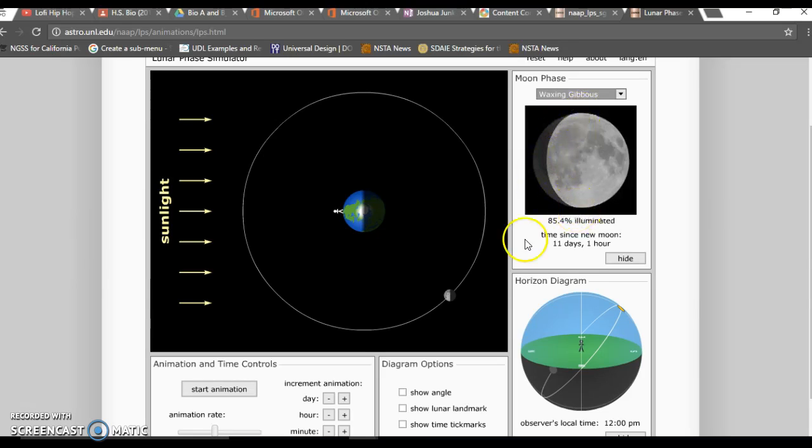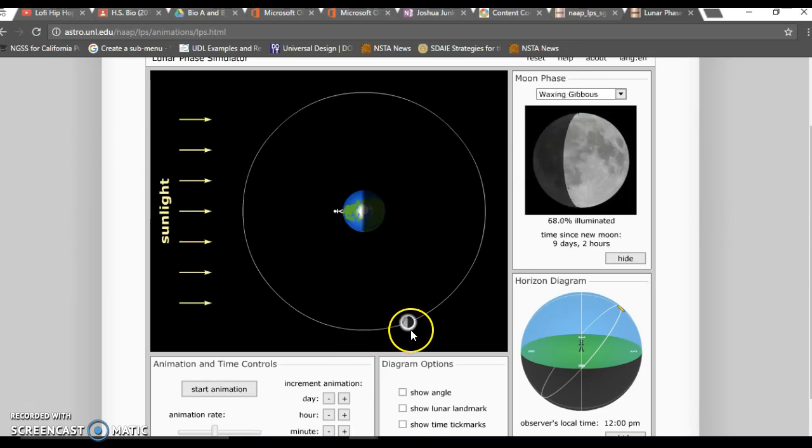fully illuminated. Now remember, waxing means it's increasing in its light. So check this out. As it's waxing gibbous, it's slowly increasing how much light it is. Let's go to waning gibbous, because there's two forms of gibbous. And waning gibbous, remember waning means light is reducing. So as it's waning gibbous, the shade is increasing. It's the opposite of waxing gibbous, right? So watch this.